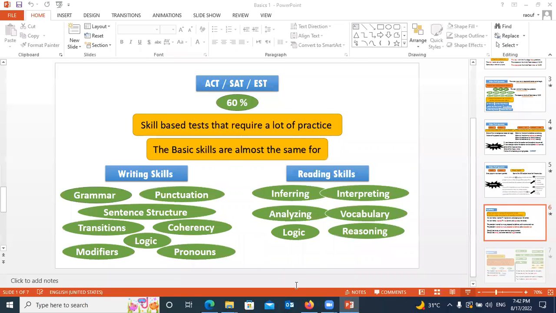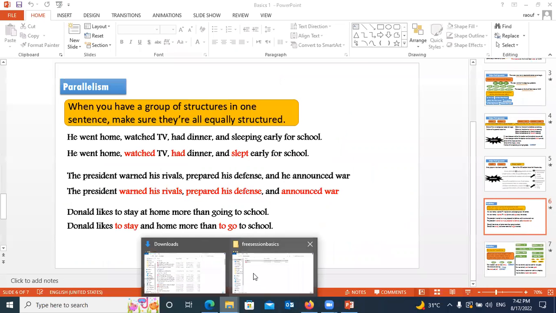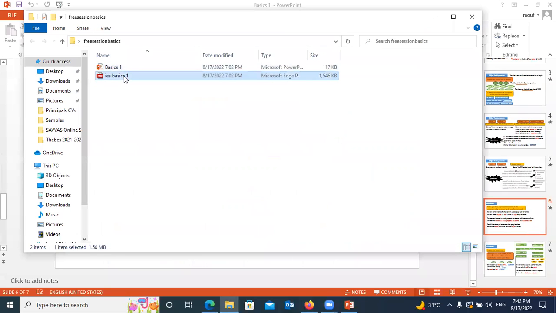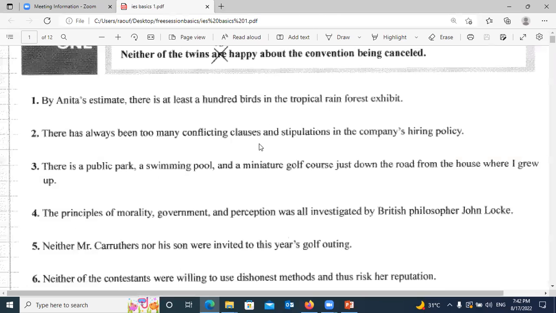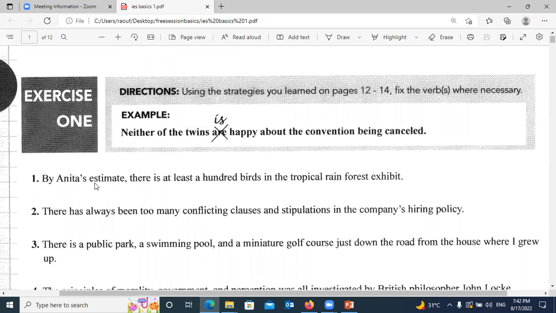Before the parallelism, I'd like you to open the sheet that I sent you earlier on the WhatsApp group. Let's do some questions together, please. For the first sentence here, can you all open the sheet, guys, please? Can everybody use the sheet?